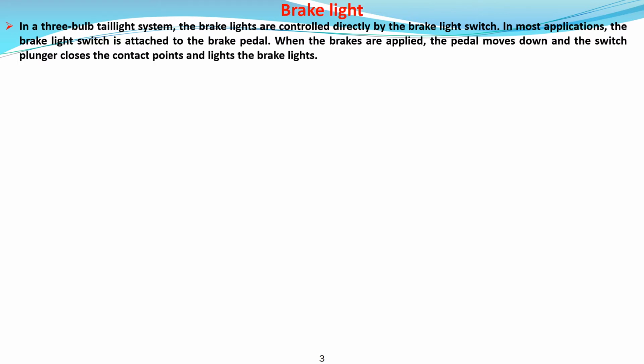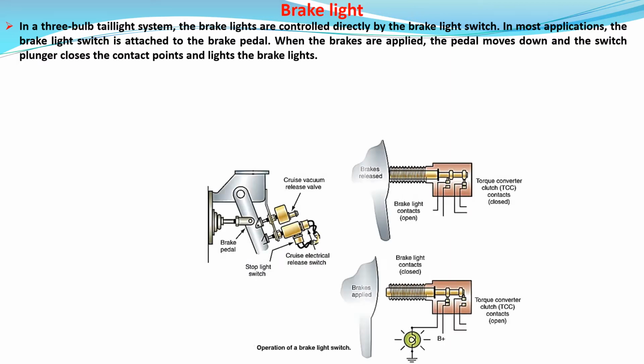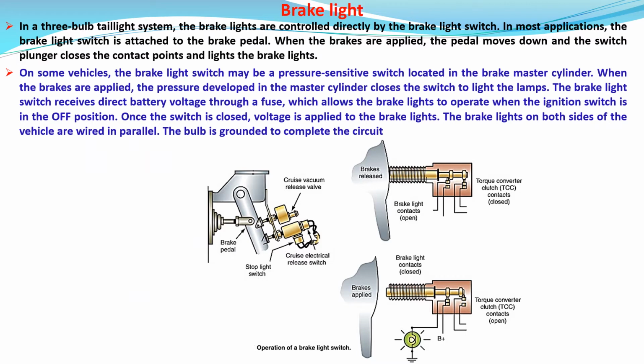When the brakes are applied, the pedal moves down and the switch plug closes the contact points and lights the brake lights. On some vehicles, the brake light switch may be a pressure-sensitive switch located in the brake master cylinder. When the brakes are applied, the pressure developed in the master cylinder closes the switch to light the lamps.